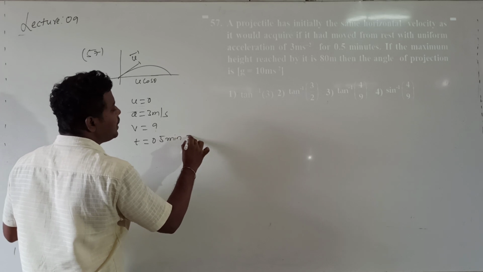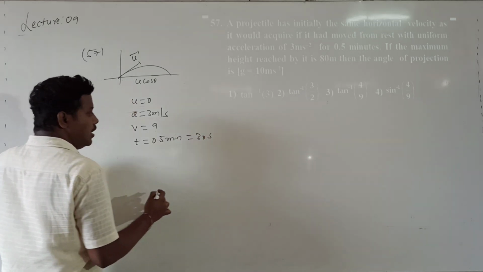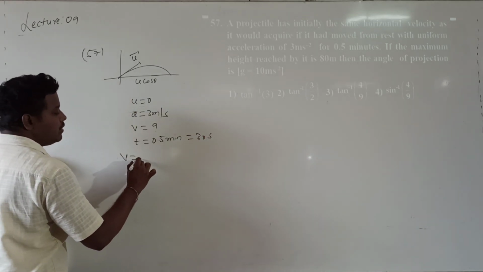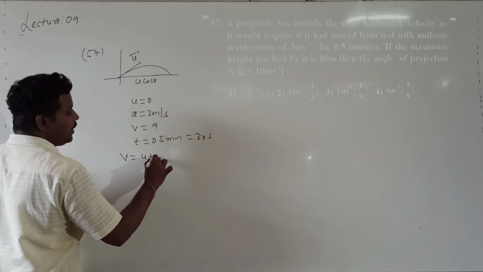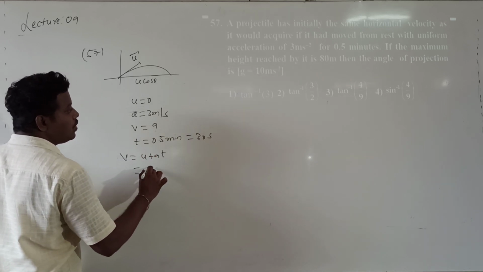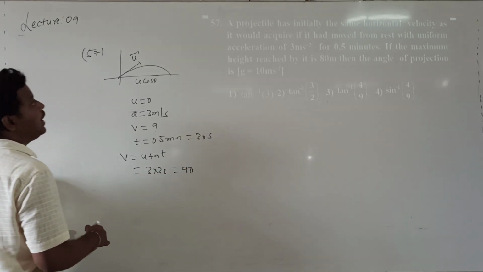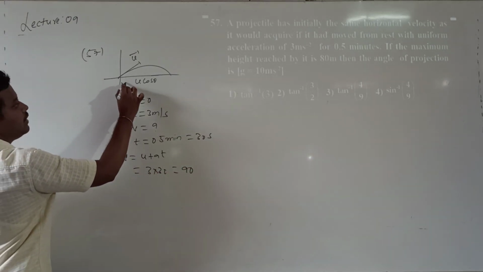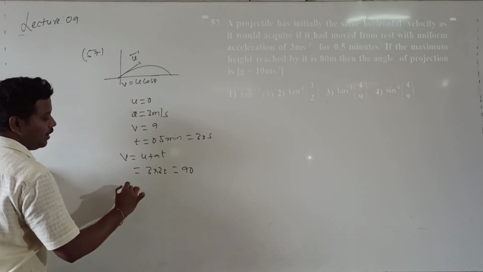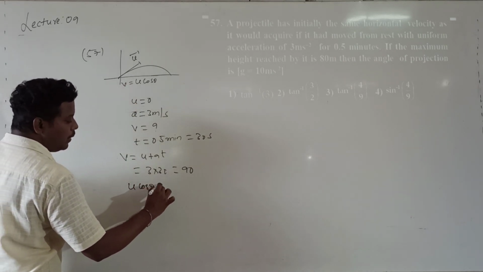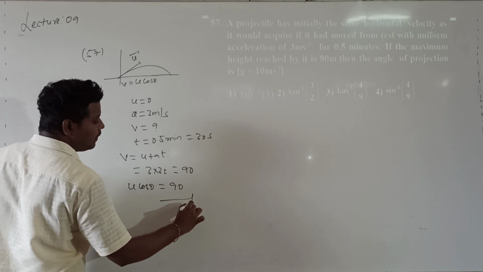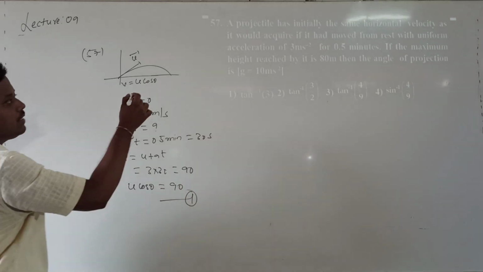So when it is 0.5 minute, this is of 30 seconds. So what is the final velocity will become v is equal to u plus at. U value is 0. So a value of 3 into 30, which is of 90. So this v value is the horizontal component of velocity. So that is what I get, u cos theta will be equal to 90. Okay now? Next they given maximum height.